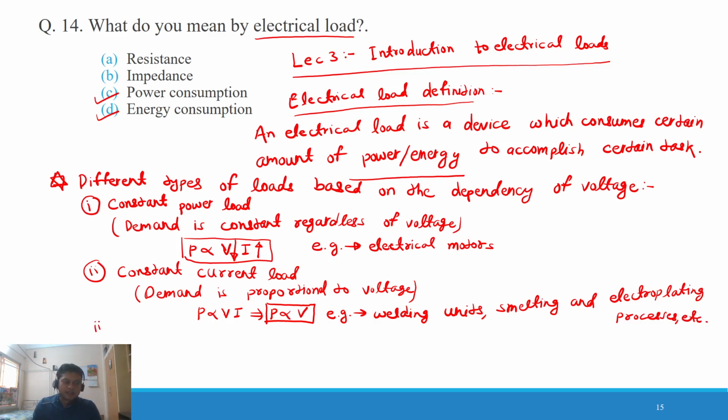And the third type of load is constant impedance load. That is one of the most typical loads in the household. Constant impedance load, and in this, power is proportional to voltage squared.